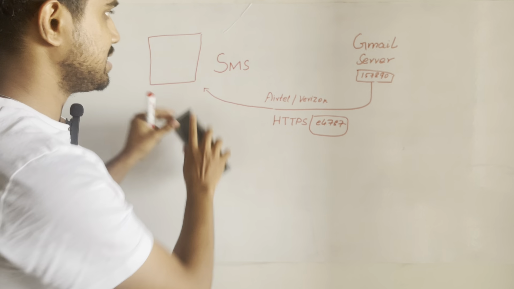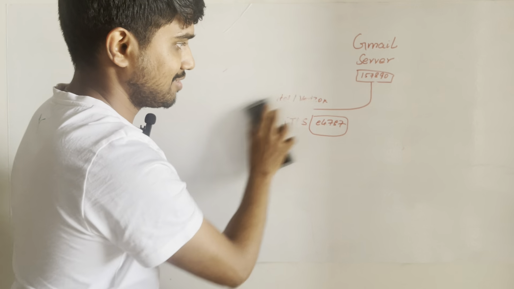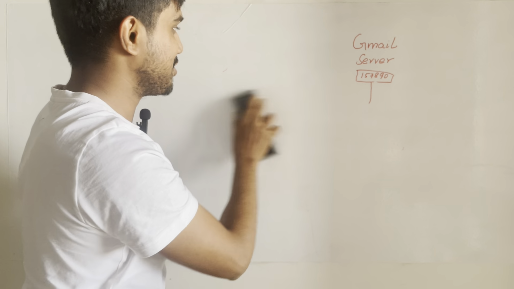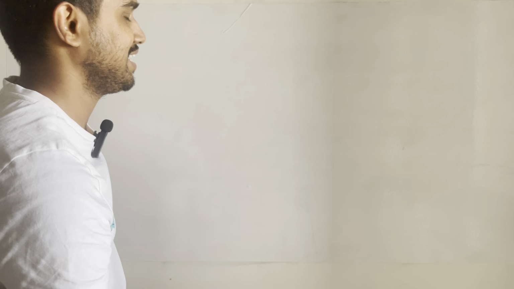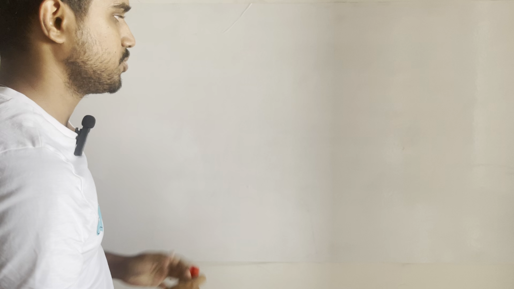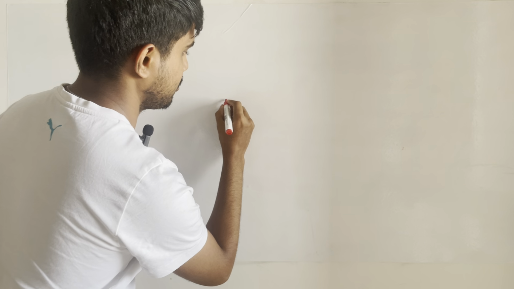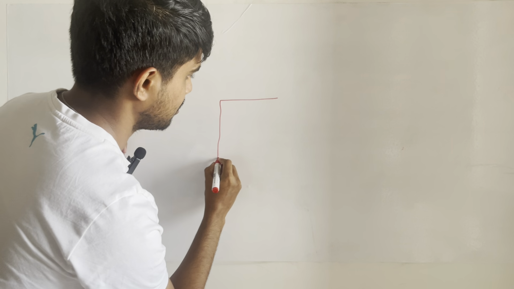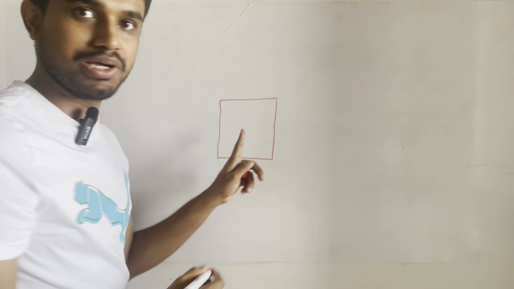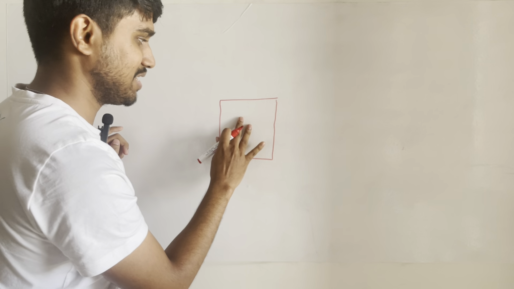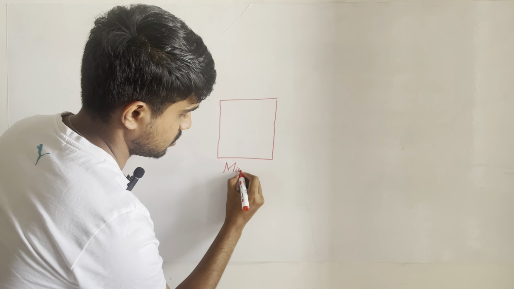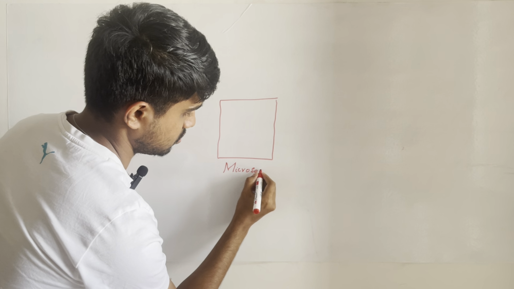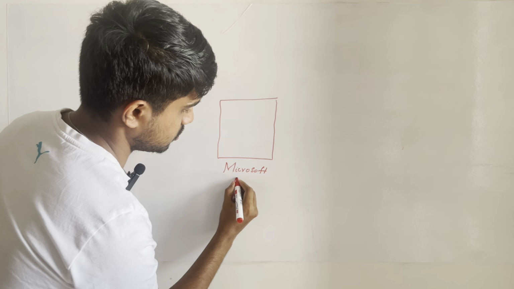I'll erase this again just so that I can keep it fresh, right? How the code works is pretty cool. So you have your, I'm drawing a big mobile so that it's easier. So take this as a Microsoft Authenticator app.